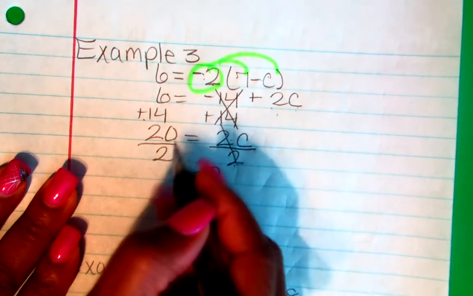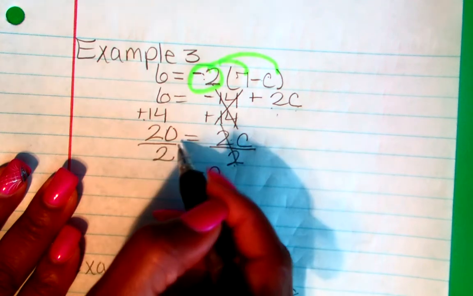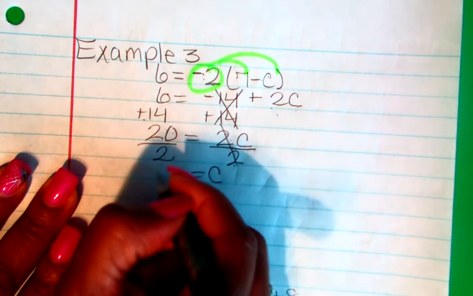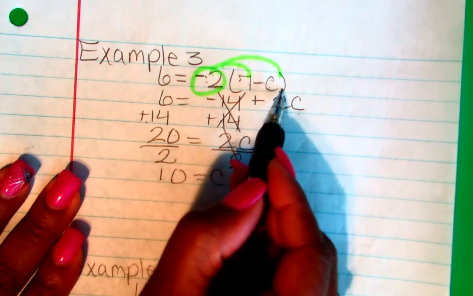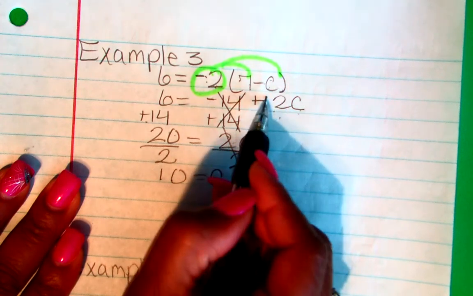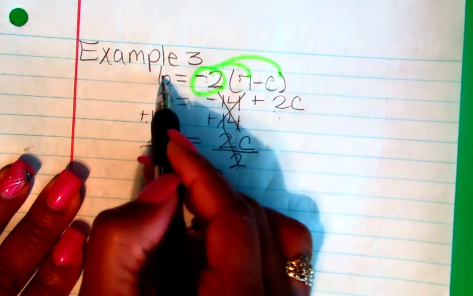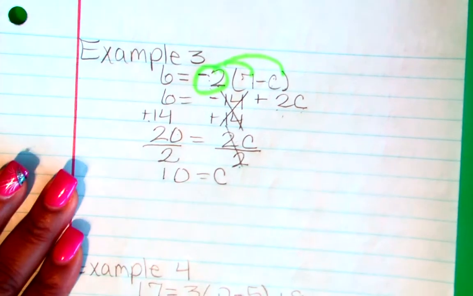We have isolated. Continue with the simplification. 20 divided by 2 is 10. So c equals 10. 7 minus 10 is -3. -3 times -2 is a +6. Yay! We got the correct answer.